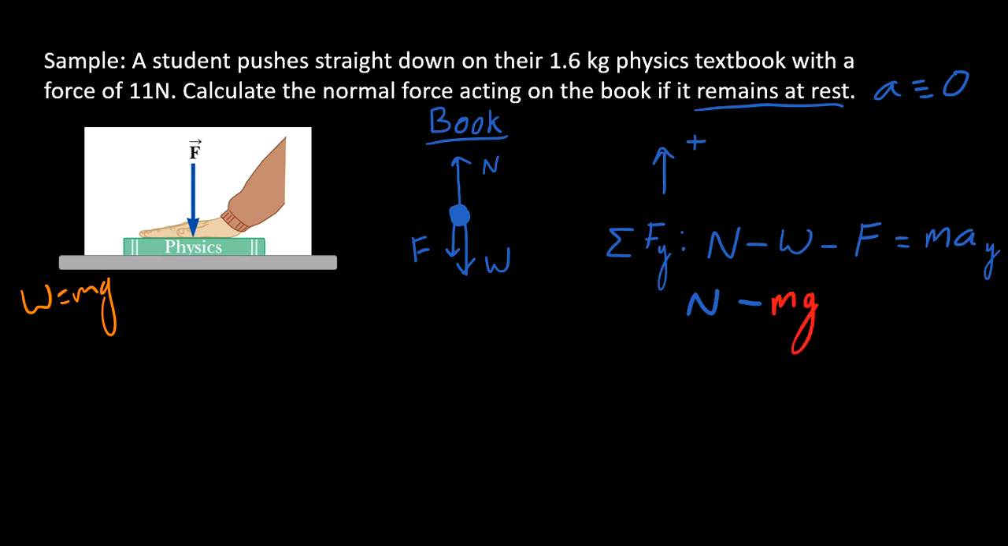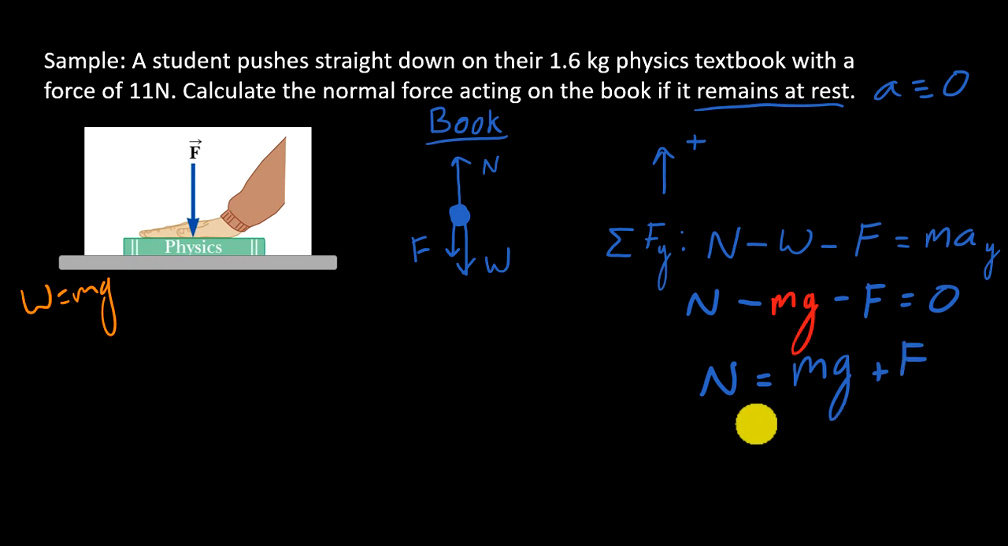Oops, I meant to do that in orange, oh well. Minus F equals 0. Well, it's asking for the normal force. So I'm going to just have N equals. I want to swing these other 2 things to the other side. Just doing some basic algebra. That's going to be mg plus F.